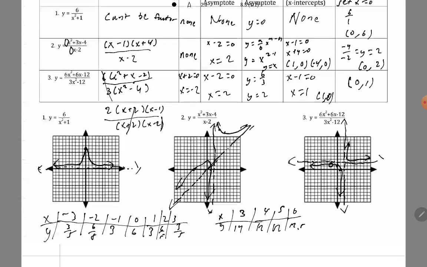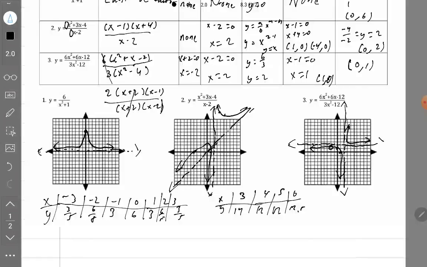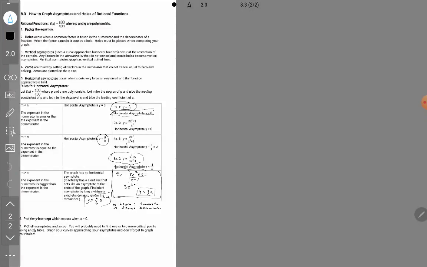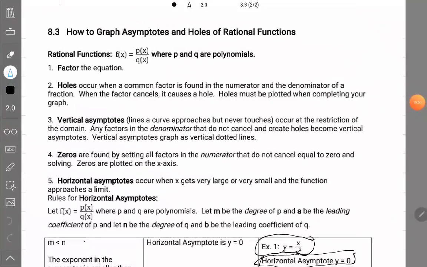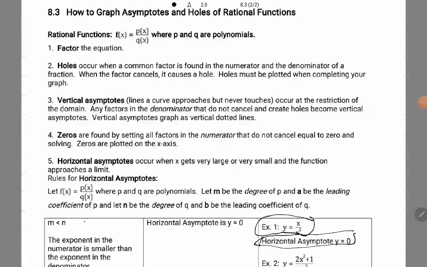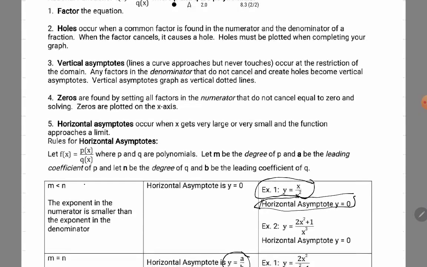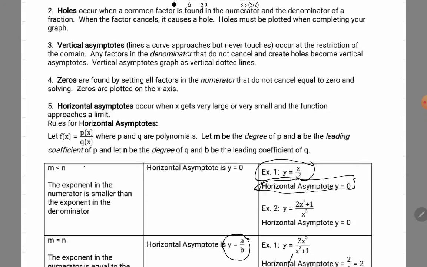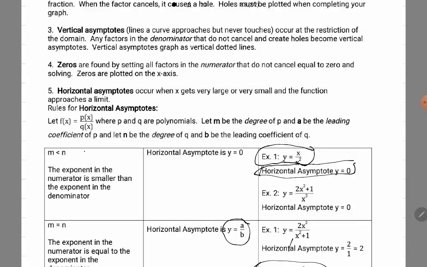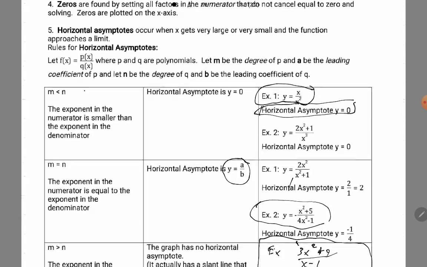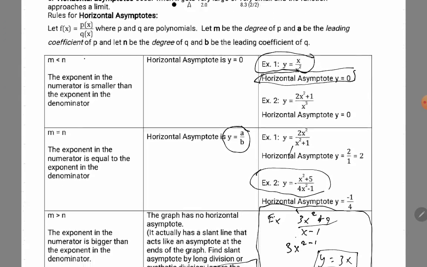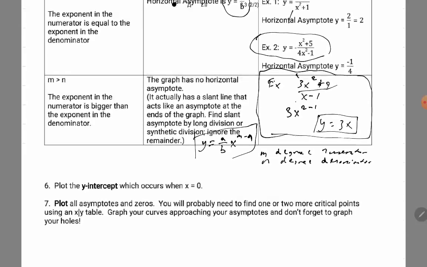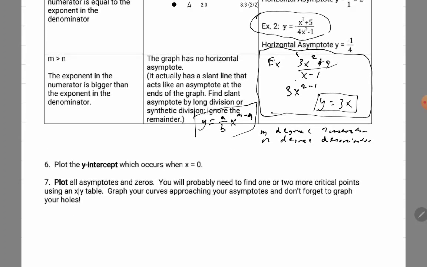Okay. So we're going to look back at this list again. If you have this list, please follow the steps here. So you factor the equation. Holes is when stuff cancels out. Vertical asymptote deals with the denominator. You set it equal to 0. And that's what x is. And then zeros are in the numerator, setting the numerator equal to 0. Horizontal asymptotes, there's 3 different situations. And then plot the y-intercepts, and then make an xy table for the rest.